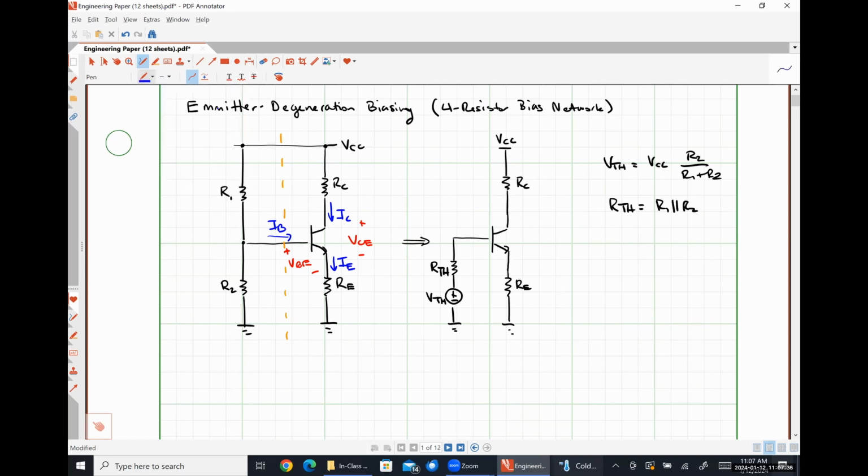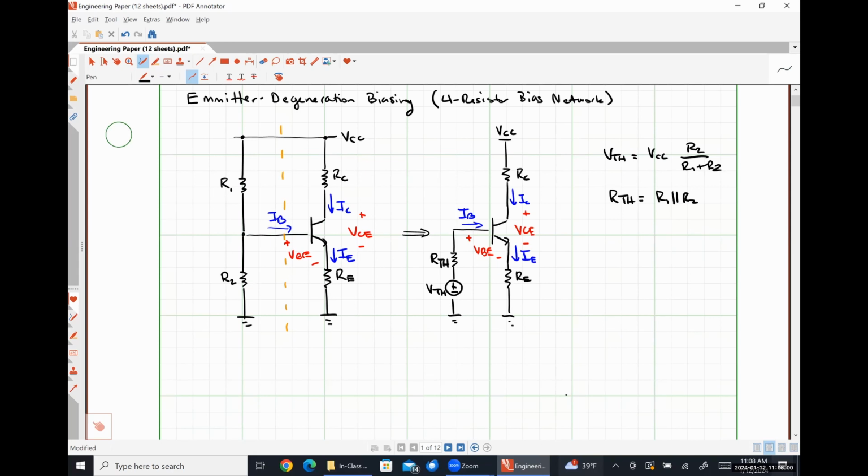And now I'll go through and identify my currents and all that kind of jazz. So IB, IC, IE, VBE, and VCE like so. All right, so now using this simplified version over here on the right-hand side, we are going to figure out how everything's related. And once again, we're going to use the good old technique of KVL on the left-hand side and KVL on the right-hand side and see what shakes out.